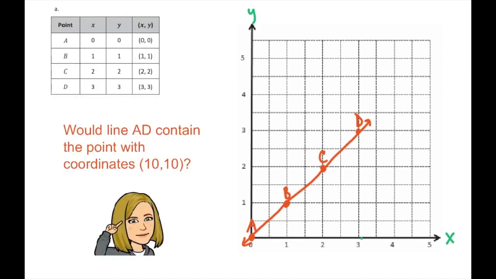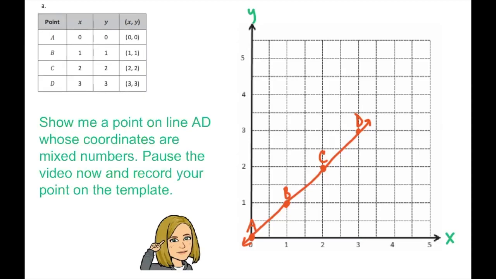I want you to think about this. Would line AD contain the point with coordinates 10, 10, with the x being 10 and the y being 10? I want you to pause the video and think about yes or no and why. When you think about the rule that we just established, that x and y are equal, then we can say yes. Line AD would contain these coordinates because 10 and 10 are equal. Therefore, x and y are equal, confirming our rule.